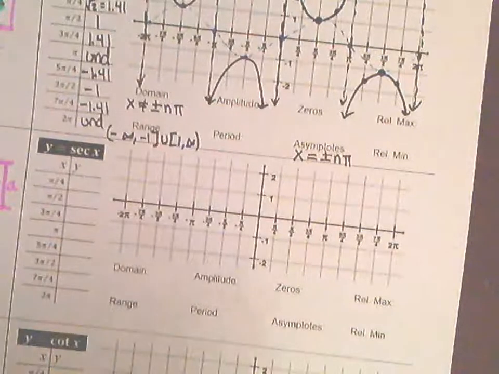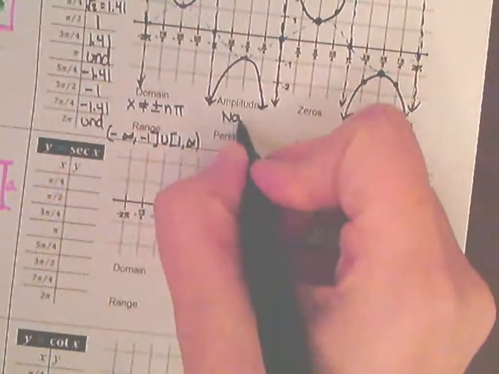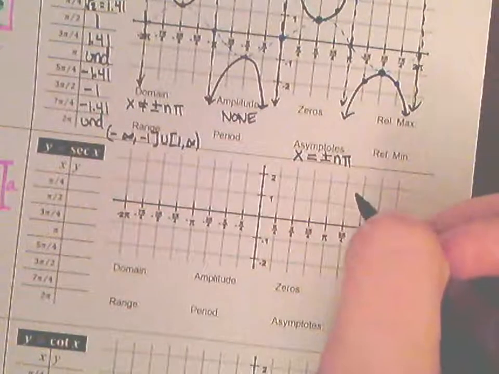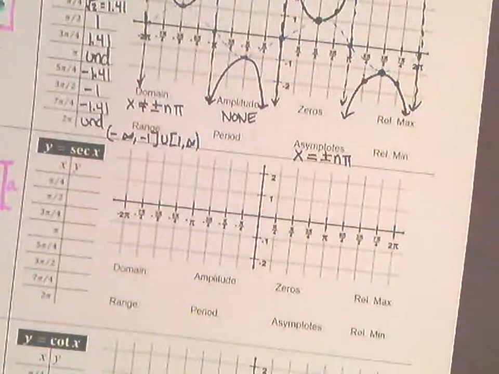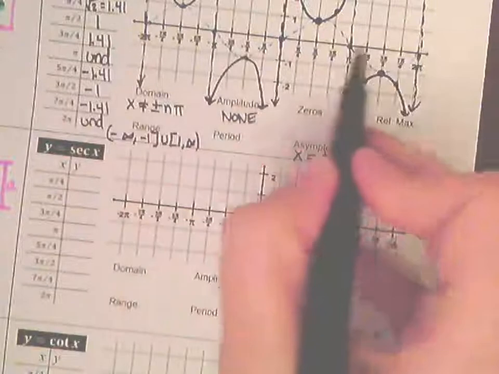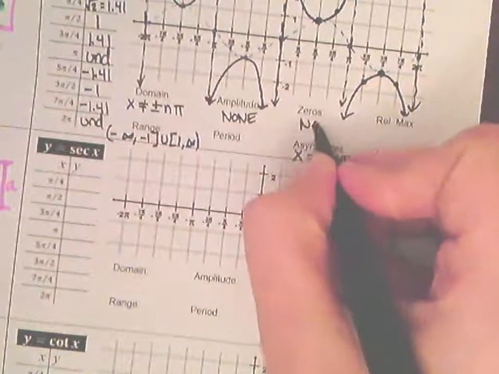All right, now because there's no absolute max or min, then there is no amplitude. Because remember, the definition of amplitude is half of the distance between the absolute max or min. And do we have any zeros? Does this graph touch? Do these parabolas touch the x-intercepts? Nope.